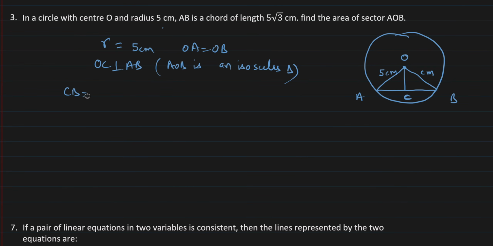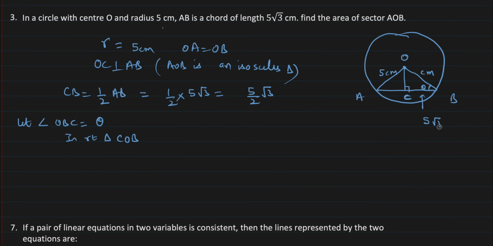Now from here, what do we know? That CB equals half of AB. AB is given to you as 5 root 3. So it becomes 5 by 2 root 3, right? Okay. Now let us do one thing. Let me mark this angle as theta. Angle OBC is theta. Fine. So now this is a right triangle. In this triangle COB, this side, if I mark it, is 5 root 3 by 2.